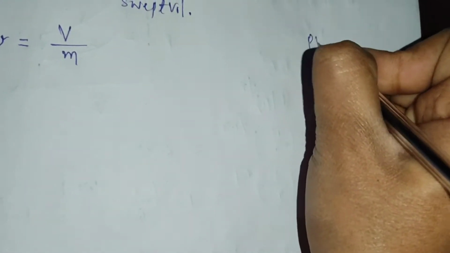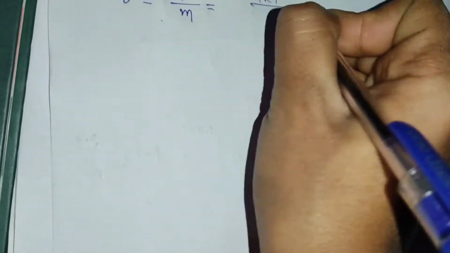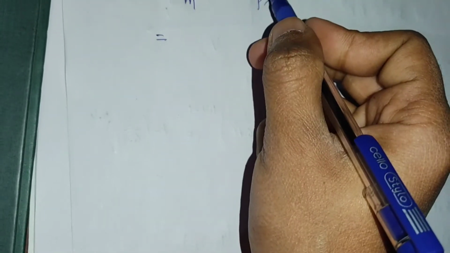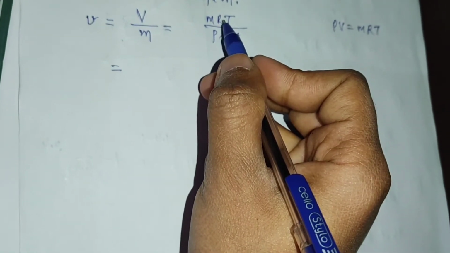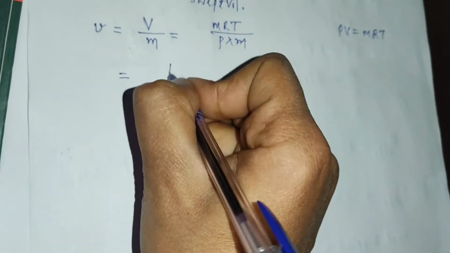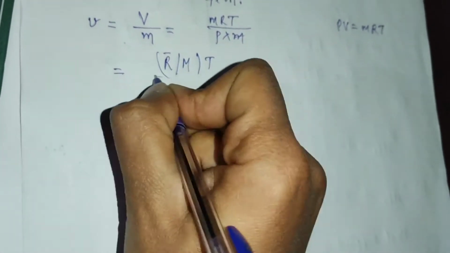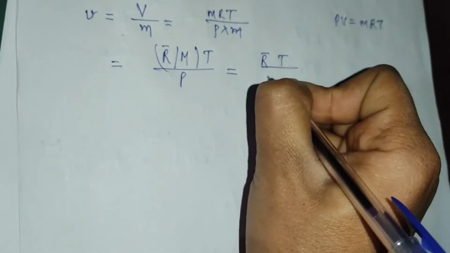As we know that PV is equal to mRT, putting the value of V, it is mRT upon P into m, so this m will be cancelled out. This is the characteristic gas constant, so we need to convert it into the universal gas constant. So it will be equal to R upon m into T upon P, or R bar into T upon m into P. So this is the small v.